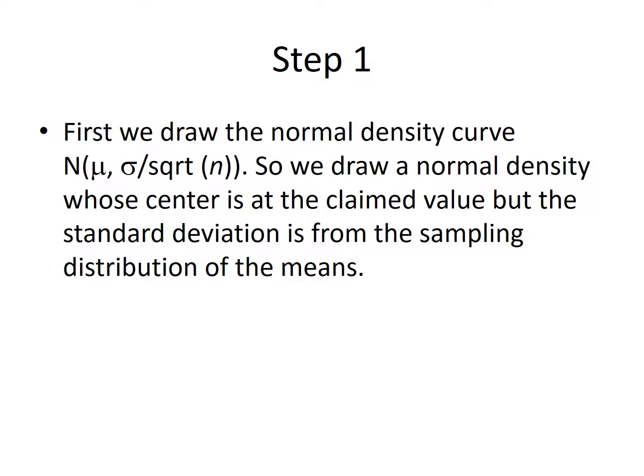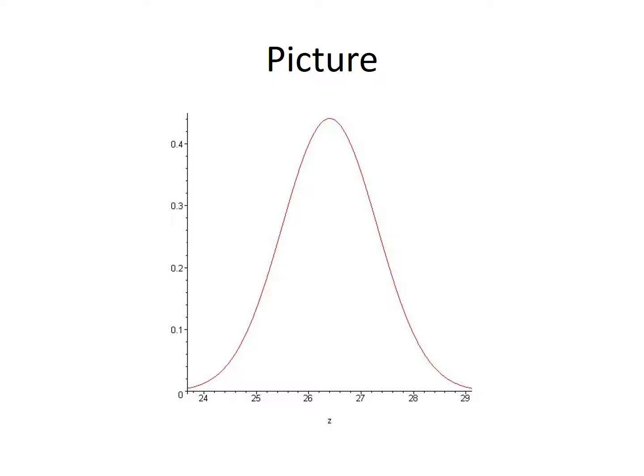Our first step, we draw the normal density curve. Normal centered at the claimed value for the test, the null hypothesis claim, with a standard deviation of sigma over square root n. So we draw a normal density whose center is at the claimed value, but the standard deviation is from the sampling distribution of the means. So here is our picture. The normal density is centered at 26.4, and we have our standard deviation.